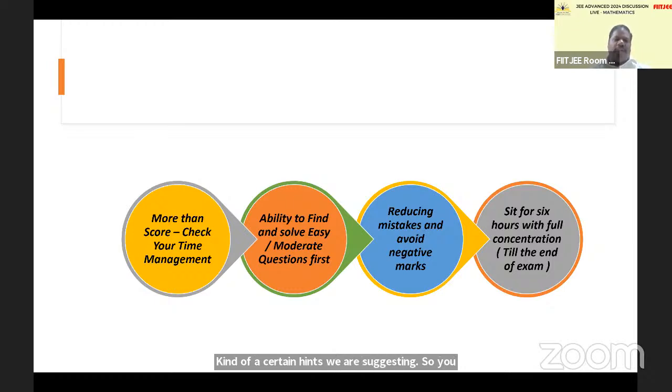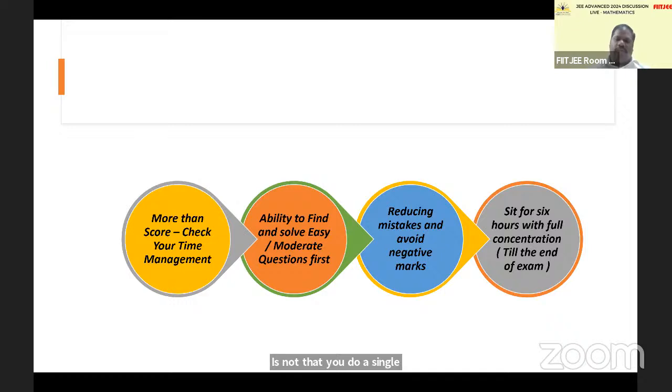More than score, check your time management and your ability to find and solve easy and moderate questions. So these are some ideas we are giving you. Reducing your mistakes and avoiding negative marks can be done only through frequent mock tests. It is not that you do a single test and it is sufficient.